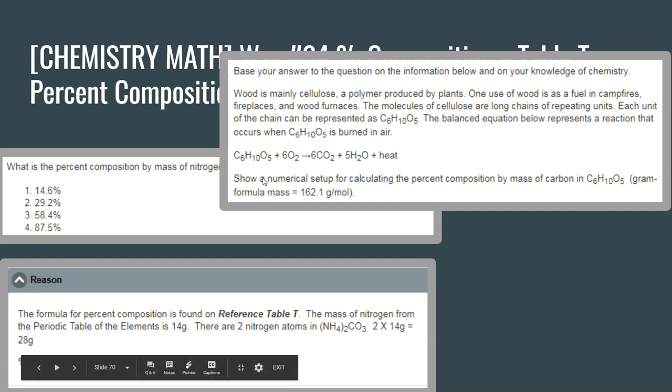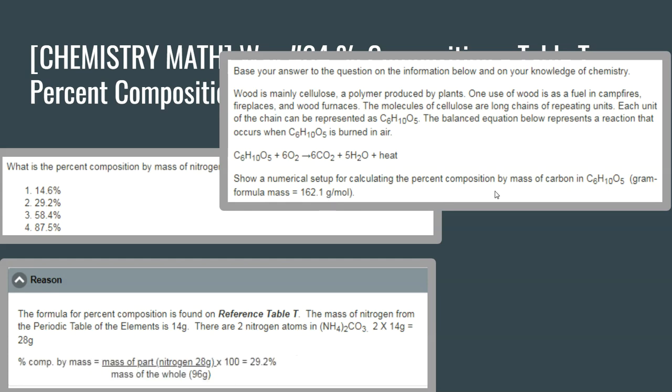Show a numerical setup for calculating the percent composition by mass of carbon in C6H10O5. Note, again, the gram formula mass of the whole formula is already provided for you. So the mass of the whole is provided. All you have to do is calculate the percent of mass contributed by these 6 carbon atoms.